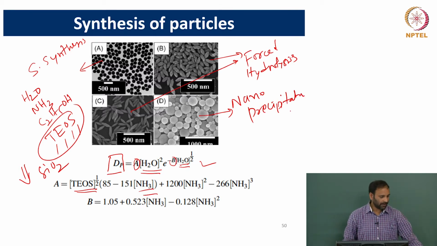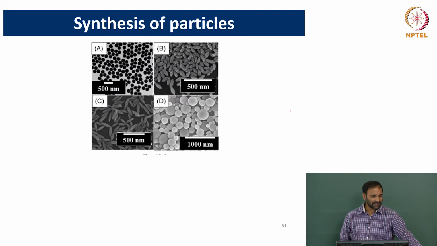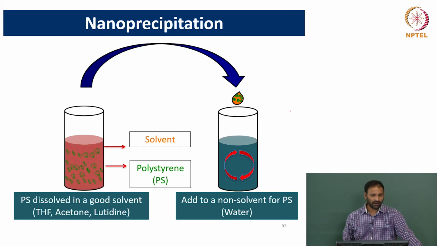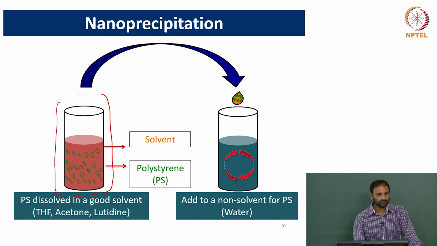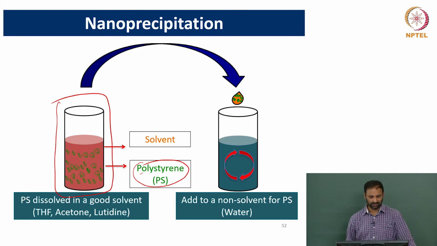Okay, it's a very simple process. All that it involves is that I take a solution, and this is a solution of a polymer. It could be polystyrene, it could be PMMA or PVA, any polymer. It doesn't matter. That is dissolved in a solvent so that I get a homogeneous solution of this polymer in the solvent.